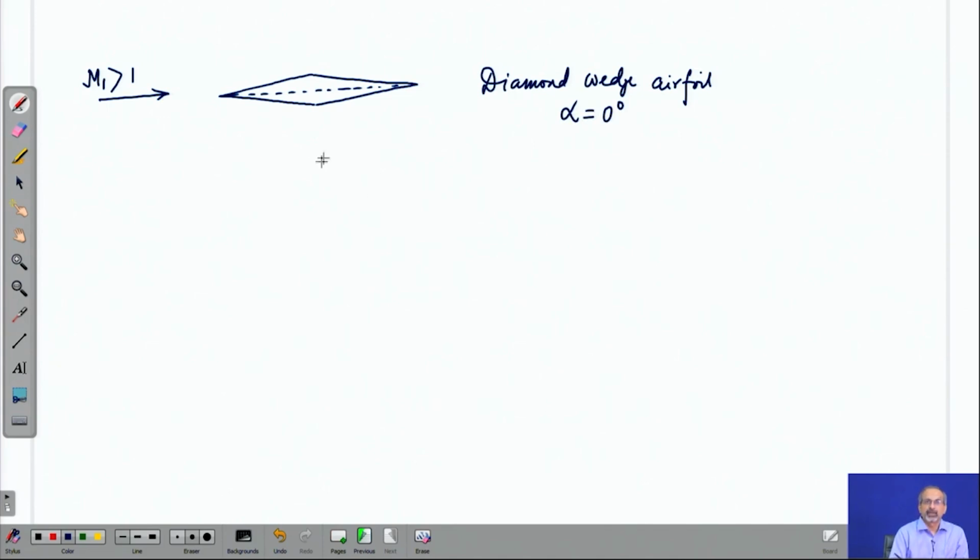That means you will have a symmetric flow on the upper and lower surface, and there will be net 0 lift produced, but there will still be a wave drag produced. Keep that in mind. Again, assuming that the deflection that is produced is lower than the maximum deflection permitted for that free stream Mach number. Let us say this is the maximum thickness of the diamond airfoil.